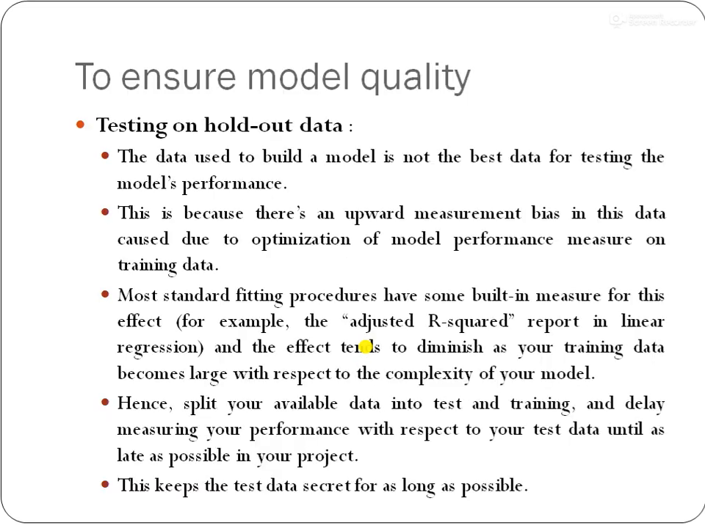For this we have some other methods to ensure model quality. The first one is testing on holdout data. The data used to build a model is not the best data for testing the model's performance, because an upward measurement bias can be there. If you depend only on the construction data, that is the training data, then optimization of model performance measured on training data can cause an upward measurement bias or error in the data.